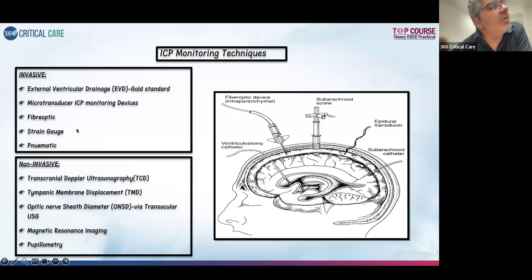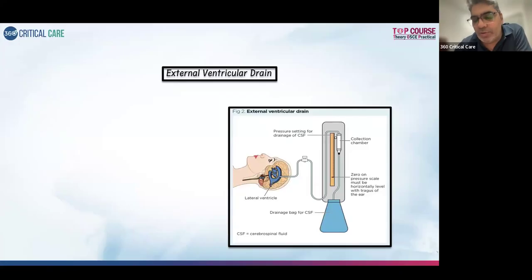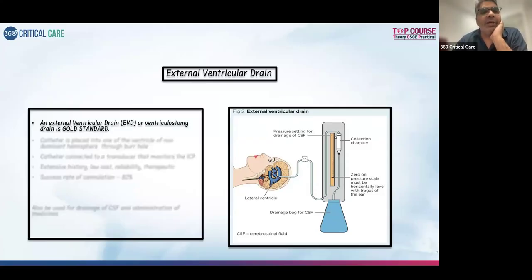Whenever they ask you what are the modalities for ICP monitoring, it can be invasive or non-invasive. Talk about invasive in the list and non-invasive then. It will be more impressive as an exam. And if you are in a neuro center and the patient has an EVD, 100% your VIVA would include the EVD. So external ventricular drain is the gold standard.